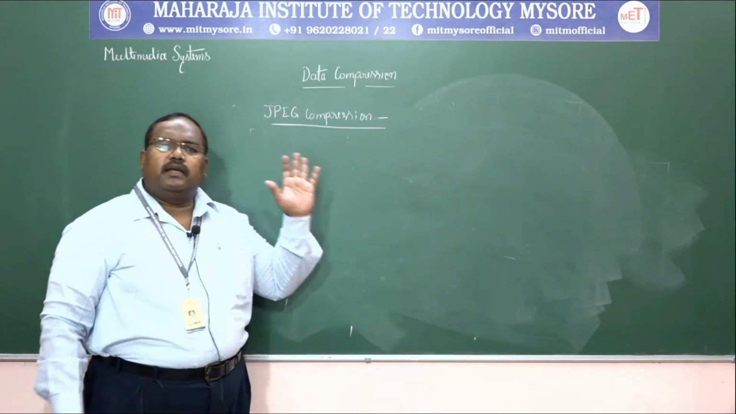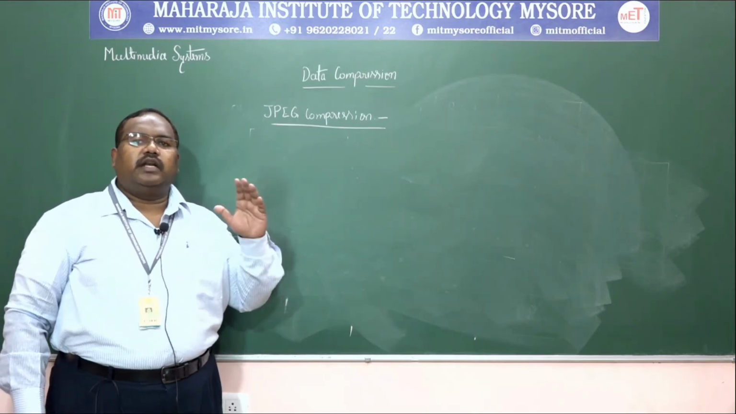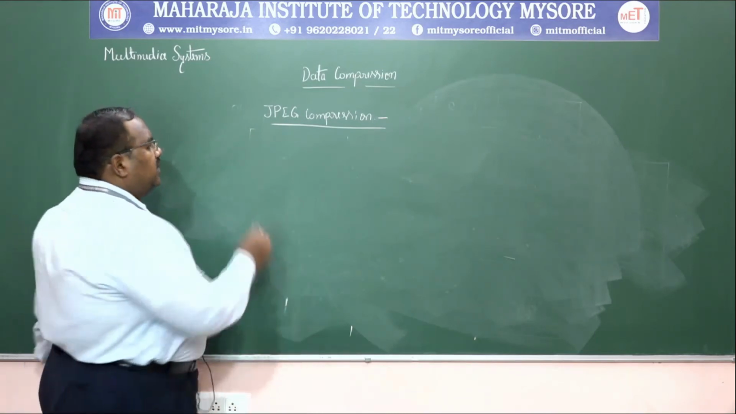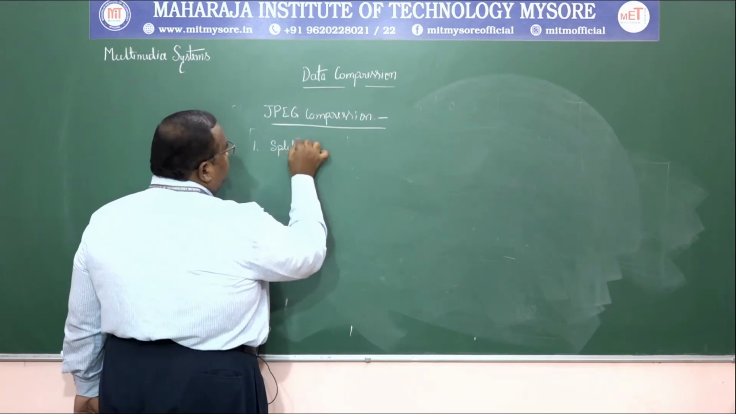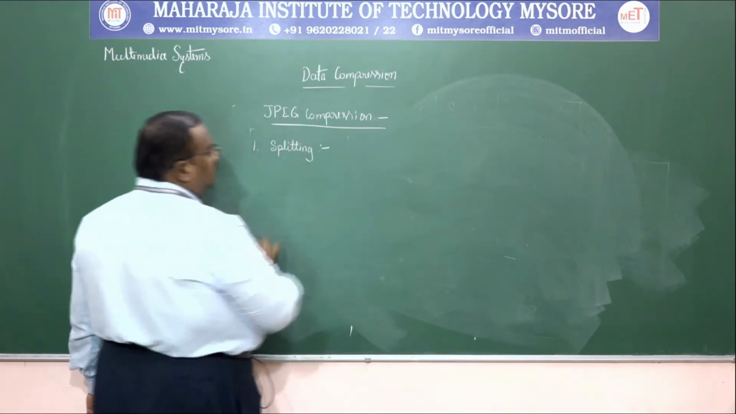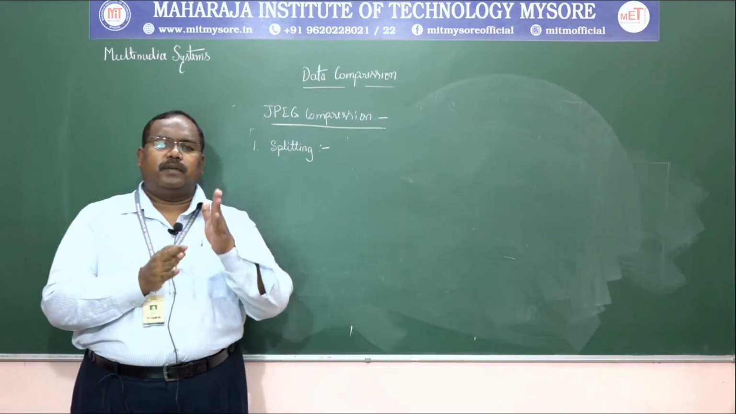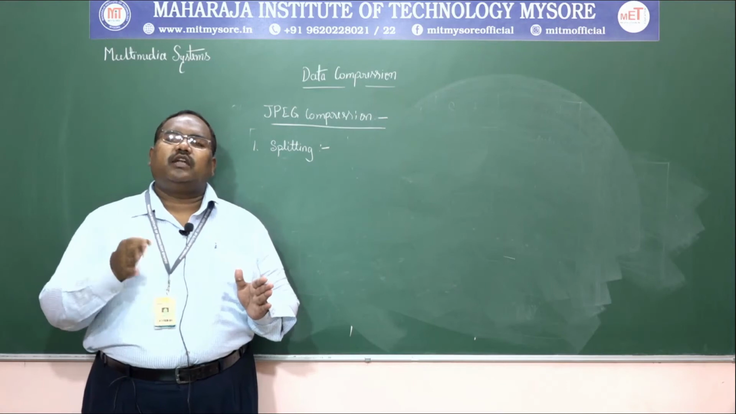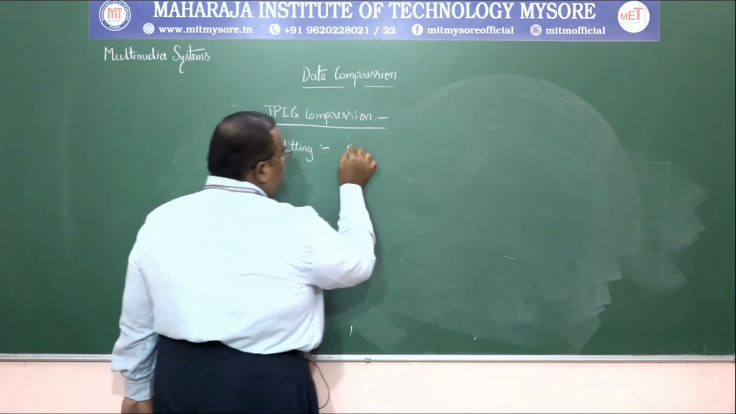Now, the total JPEG compression technique can be divided into 7 steps. Let us see what those are. The first one is splitting. What we do here in the splitting is that the image is first prepared, that is digitized, then the image is split into 8 cross 8 non-overlapping blocks.